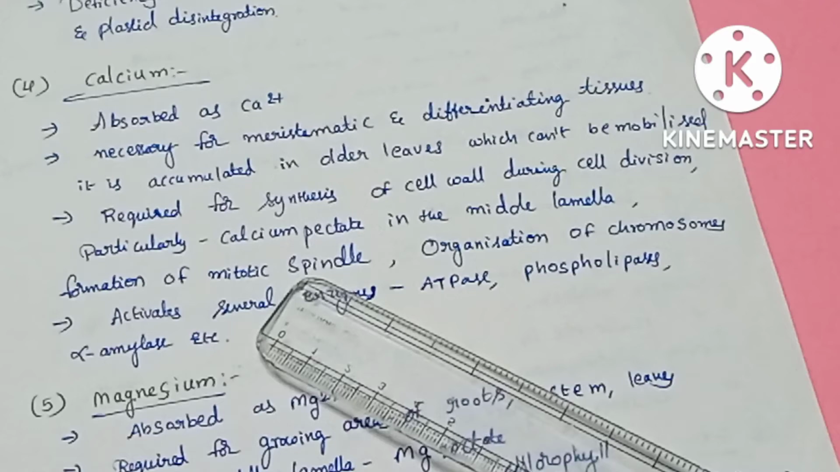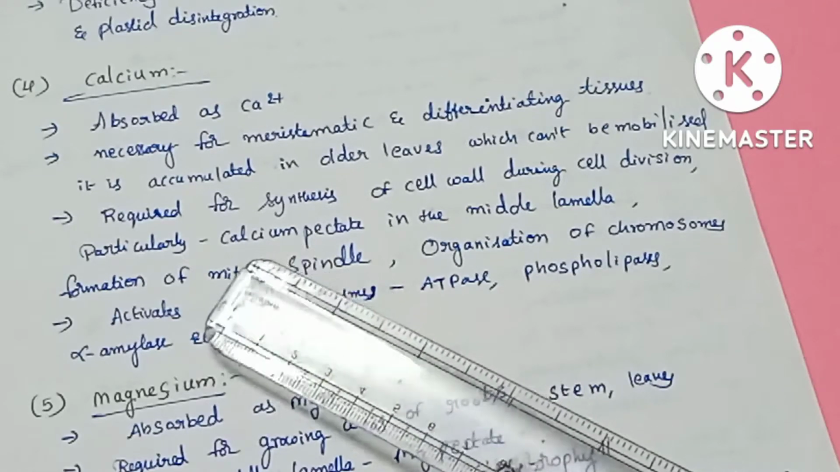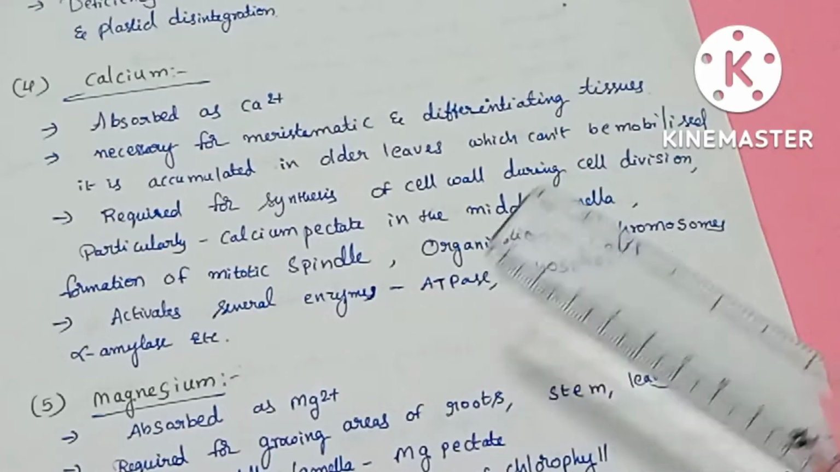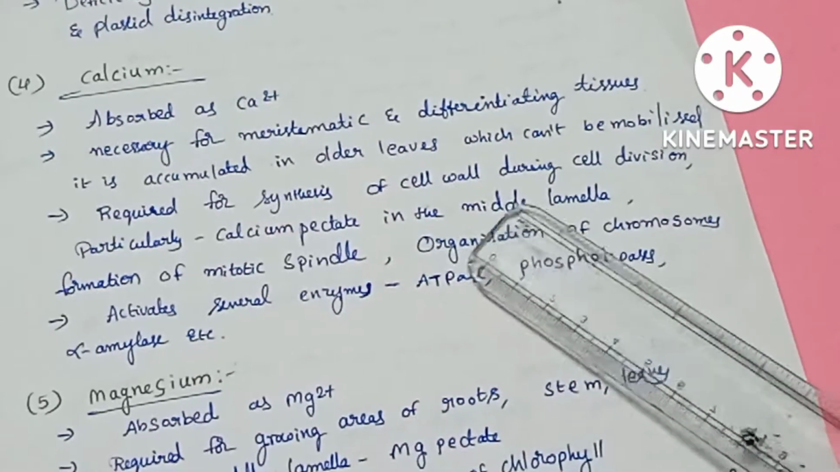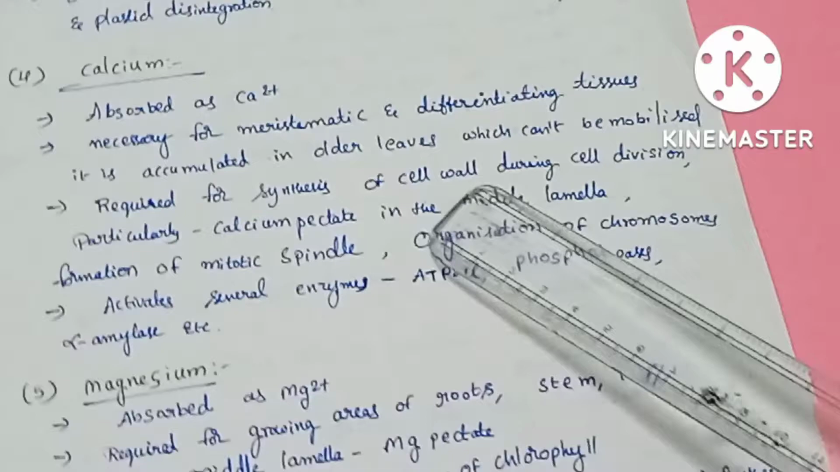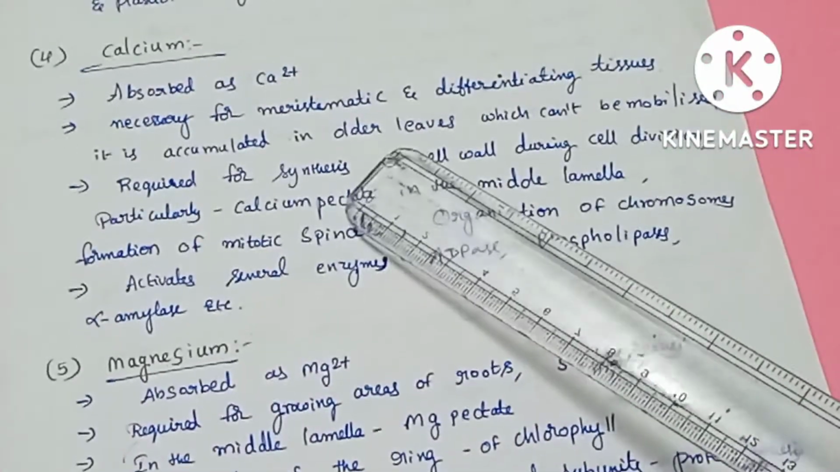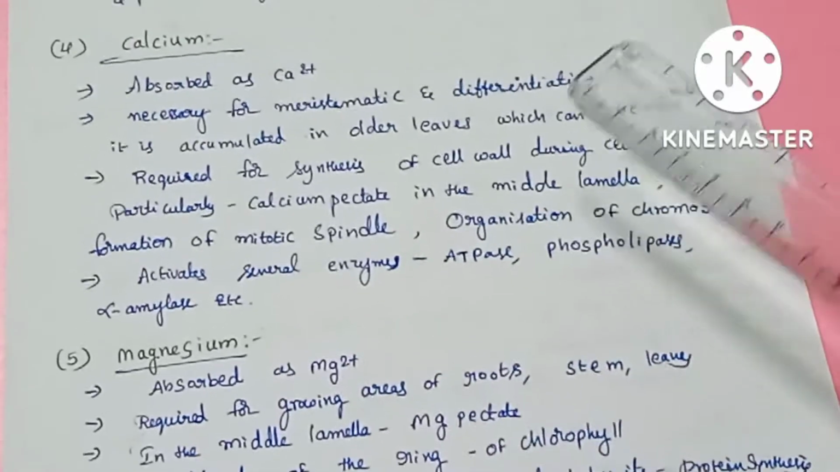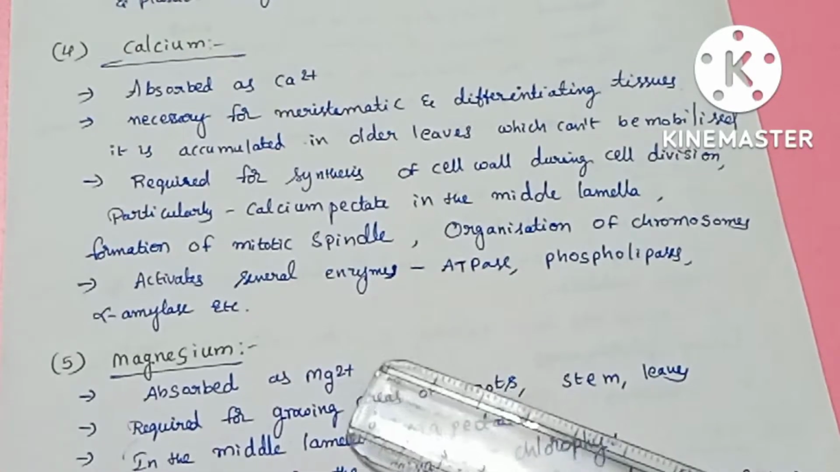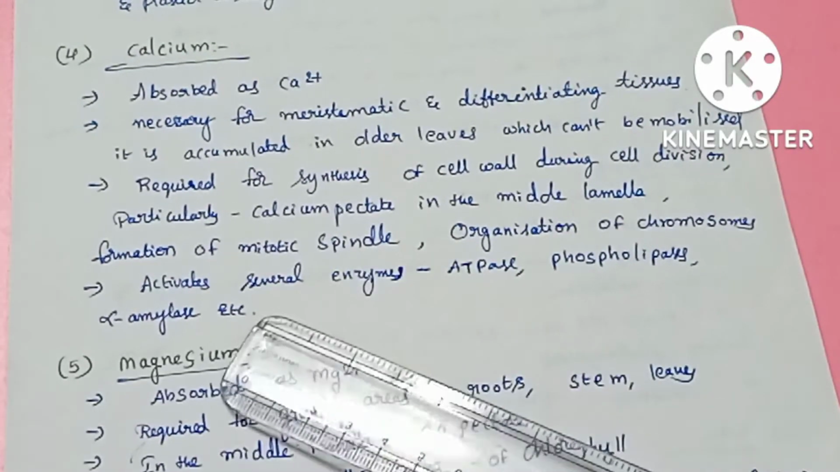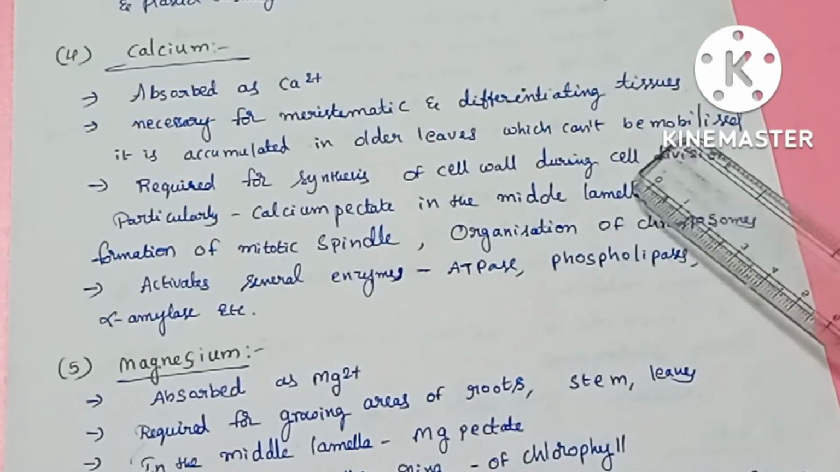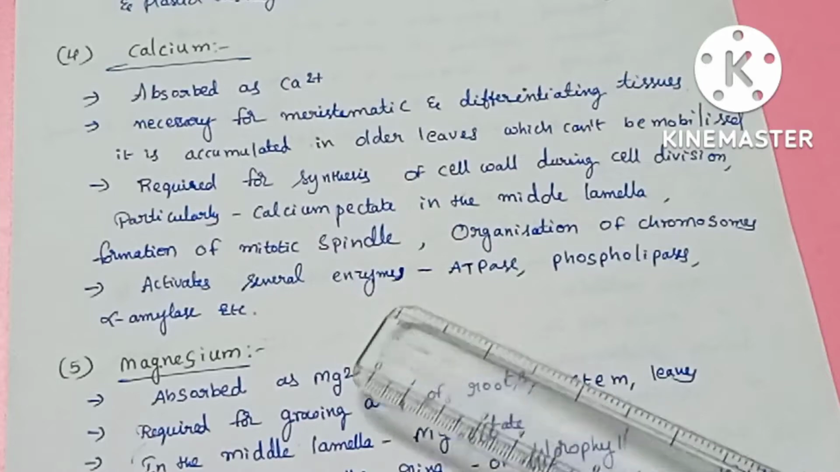Here, between the cells, there is a layer present right between the cell walls, called the middle lamella. For the synthesis of the middle lamella, calcium pectate and magnesium pectate are required. So calcium pectate means we need calcium, and magnesium pectate means we need magnesium also. So for the synthesis of the middle lamella, calcium is necessary, and for the formation of the mitotic spindles and chromosomal organization also, calcium is the important one.